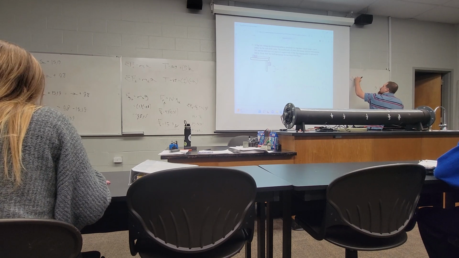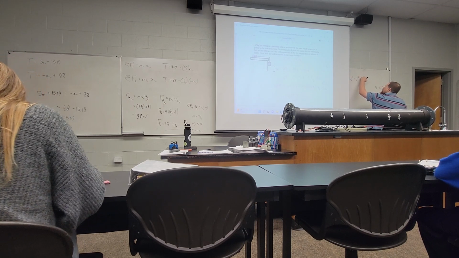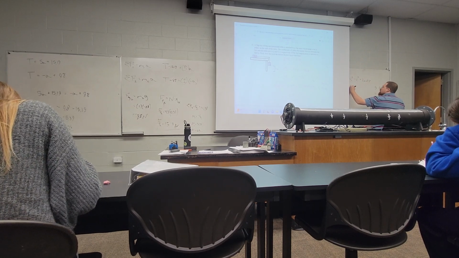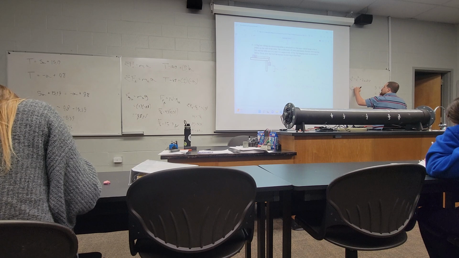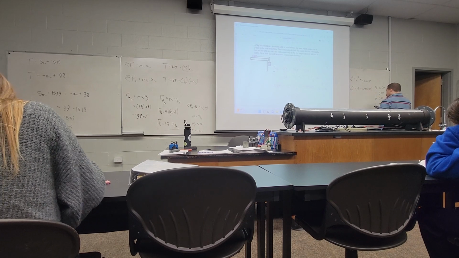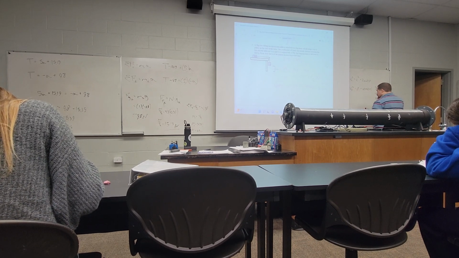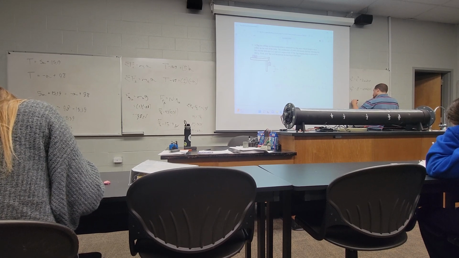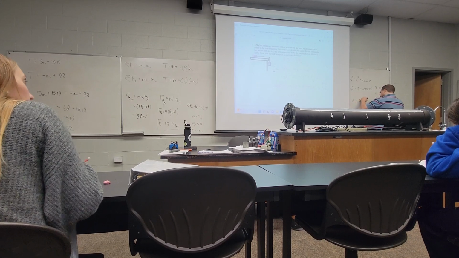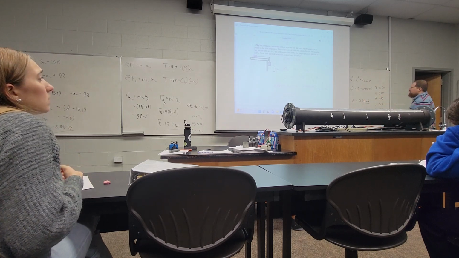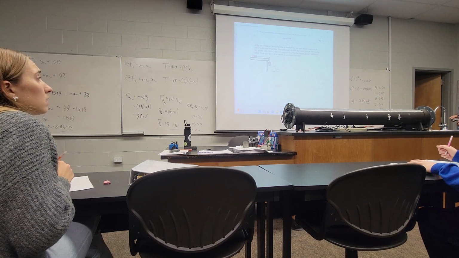Vf squared equals the initial velocity squared plus 2a delta y. So Vf squared equals 0 plus 2 times 0.898 times 0.5. Take the square root. Yeah, I'm getting 0.95 meters per second using this method.